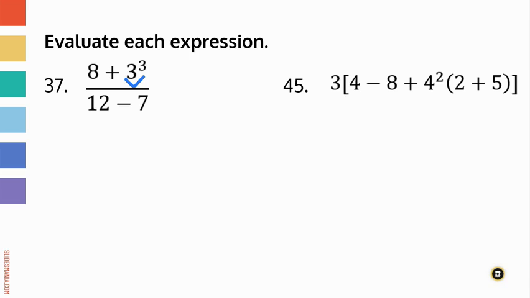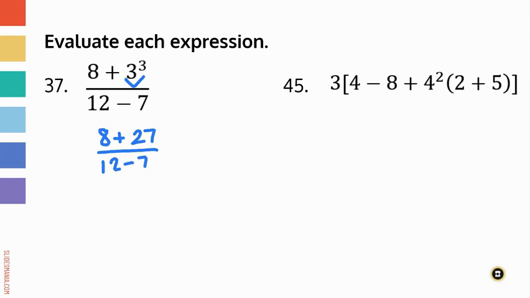So I've got 3 to the third power. So that's 3 times 3 times 3. I know 3 times 3 is 9. 9 times 3 is 27. And then I'm just going to bring everything else down. So 8 plus 27 divided by 12 minus 7.